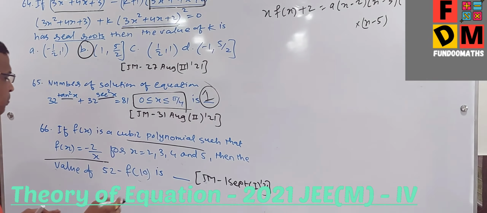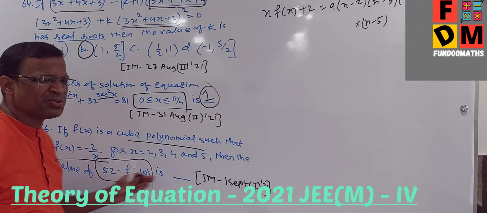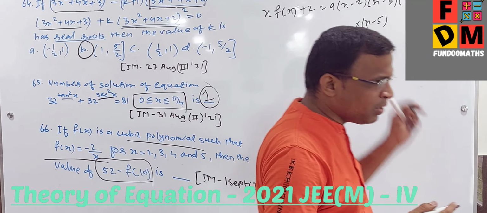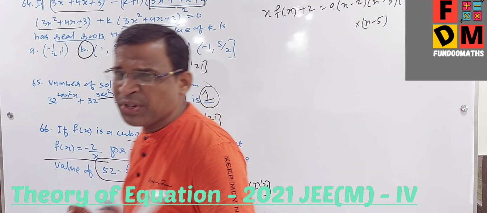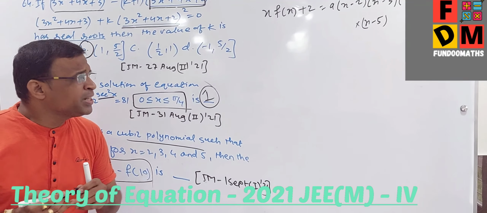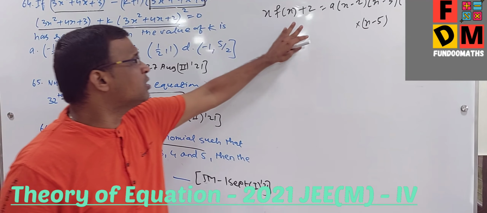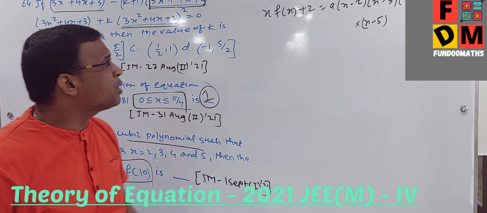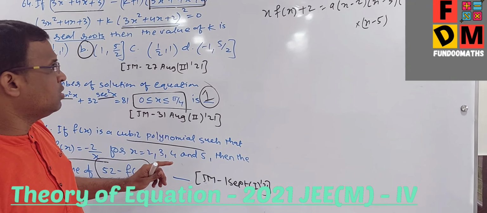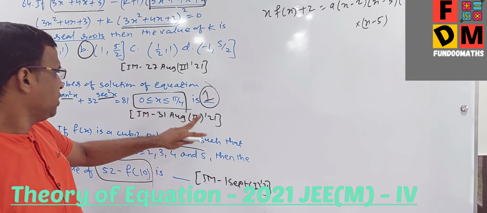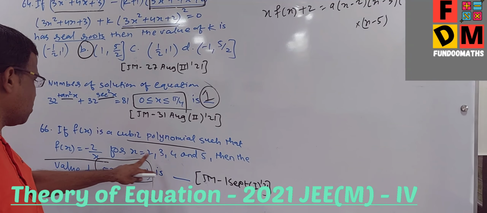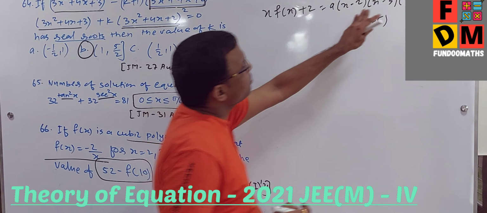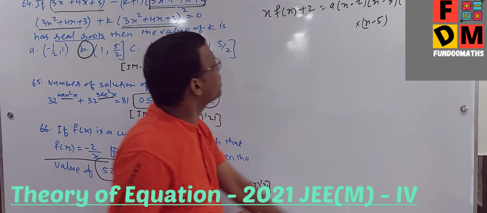Then the value of 52 minus f of... some good question. I mean, the step which I have written is not so easy, even though I wrote it in a casual manner, but it is not so easy. So that is the step you need to think about. It's x equal to 2, 3, 4, 5. Fine. So a times x minus 2, x minus 3, x minus 4, x minus 5.